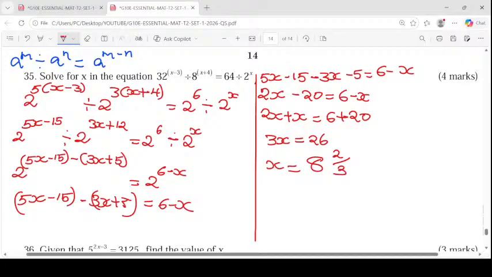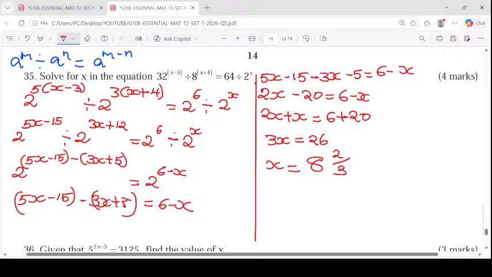Math has never been difficult. It's only that you need the daily practice to perfect your skills. Have I done it really the right way? Let me reconfirm my side. I had 6 minus x. Let me confirm the left hand side. Most probably, I might have done it wrong.